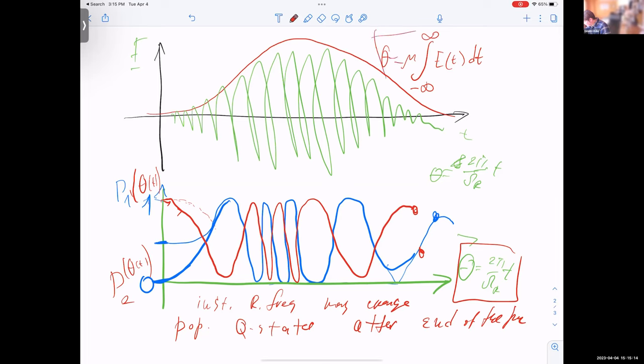And theta is defined by the integral, the area under the envelope function for the electric field amplitude. So the quantum state, the expansion coefficients C1 and C2, and populations of ground and excited state can be expressed as a function of the angle, as an area under the envelope of the pulse. And this statement, which we can formulate in a different way, is typically referred to as the pulse area theorem.